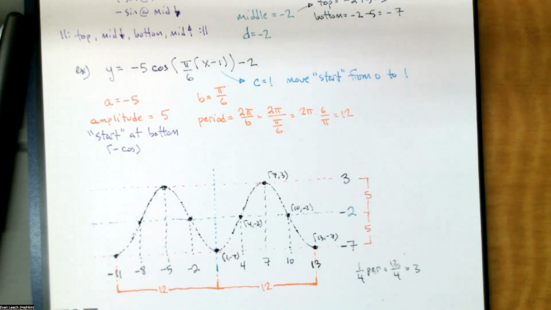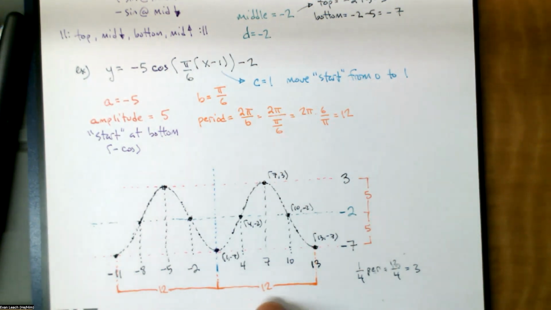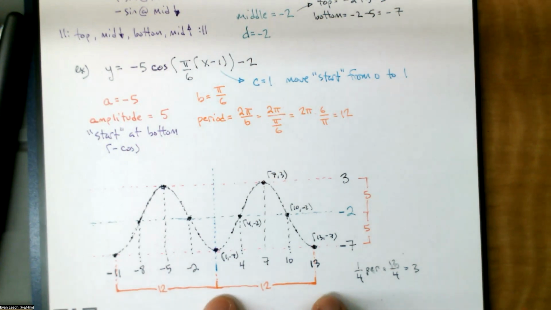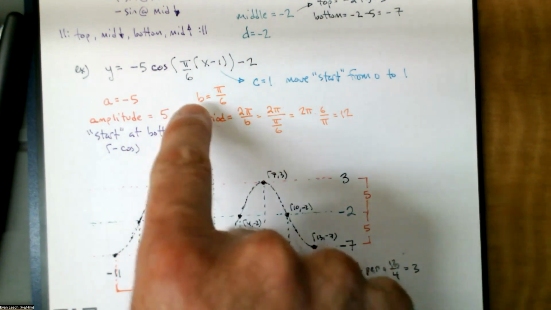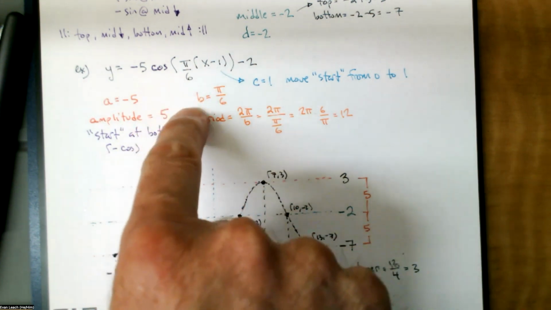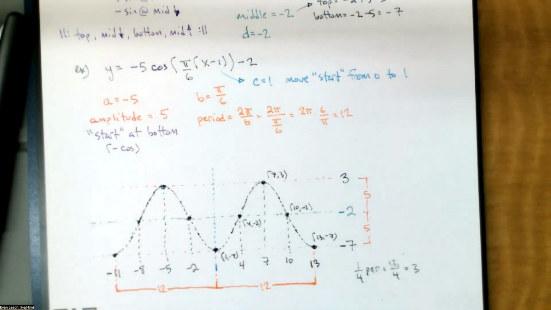Questions? Yes. So which one? The 12? The 12 is the length of one period. We get the coefficient of x, that's b, and the period is 2 pi divided by b. So 2 pi divided by pi over 6. Pi over 6 gets flipped over. The pi's cancel, and we get 2 times 6 or 12. So that's the length of one cycle. So if we have the bottom point here at 1, then 12 later, the next bottom point will be at 13.